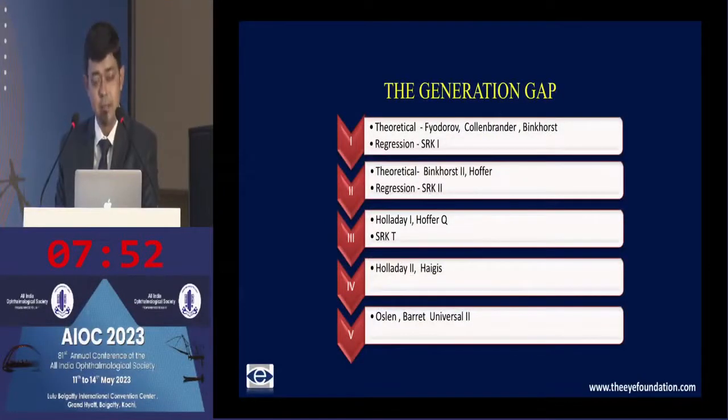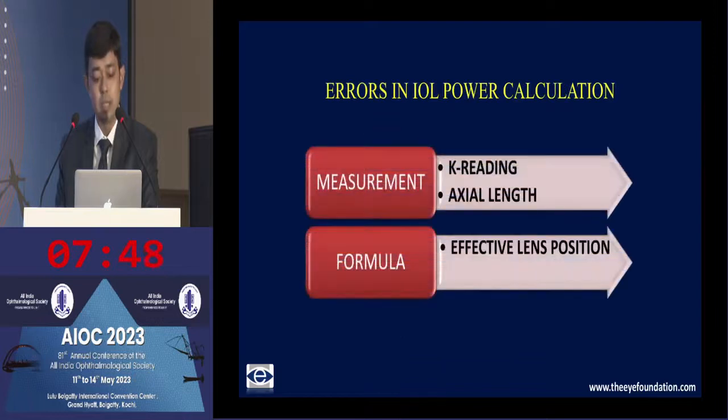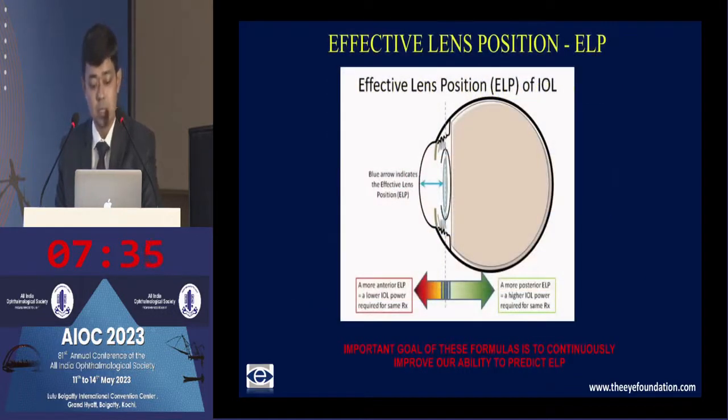So, we've run through various generations of IOL formulae. While the older generations primarily relied on K reading and axial length, it is the effective lens position which differentiates the newer formulae from the older. And that is precisely what is improving outcomes, because the important goal is to find out where the IOL which we are going to implant in the eye is finally going to rest.